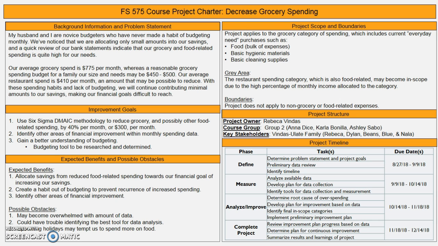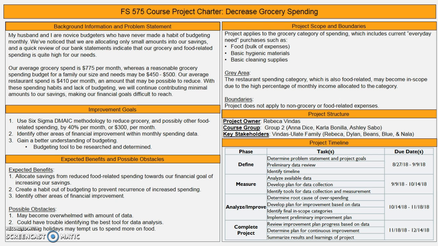It's important for us to get these under control, because if we continue spending like this and we continue not budgeting, we're not going to be able to contribute to our savings, and we won't be able to reach our financial goals. So for this project, I'll be focusing on the grocery category. That includes things like food and basic hygiene, things like toilet paper and cleaning materials like bleach.